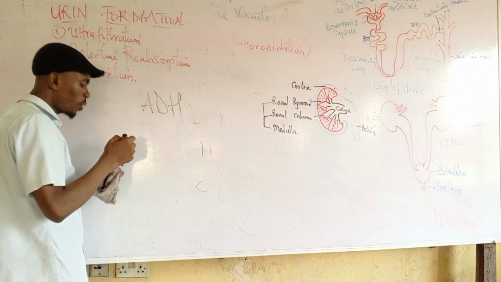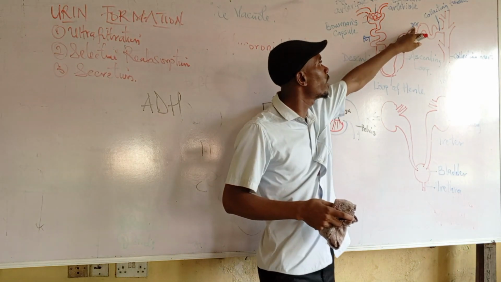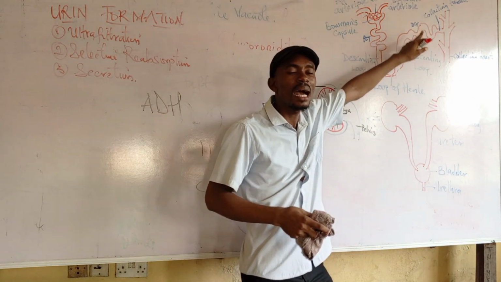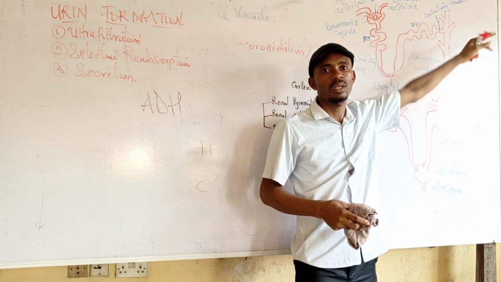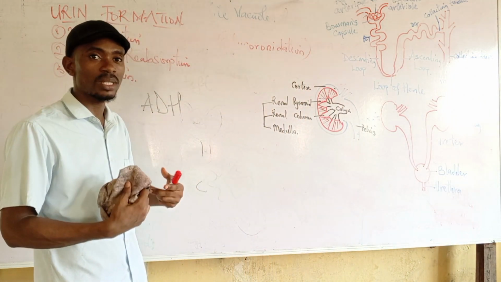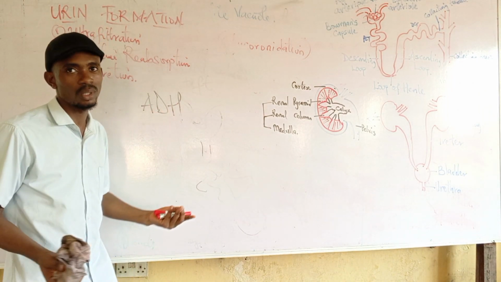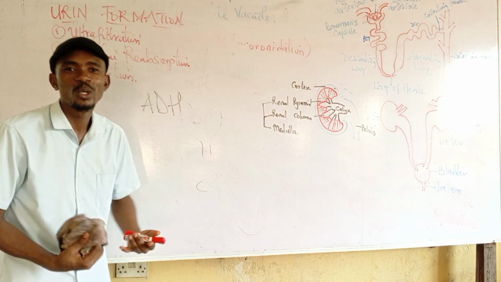hormone, is secreted. It causes water to be reabsorbed from the distal convoluted tubule and then the collecting ducts. So when the water is reabsorbed, it makes the body conserve water. ADH is only secreted when there is water loss in the body. So you need to conserve the little you have.